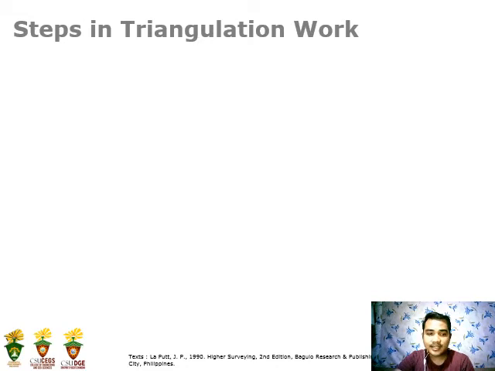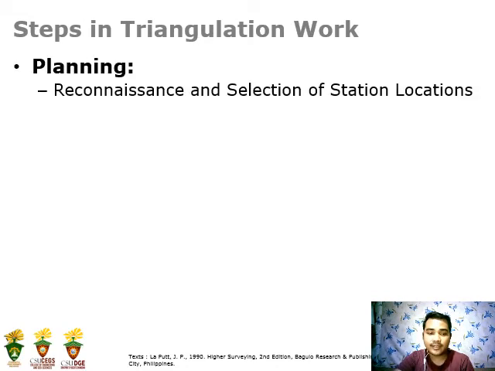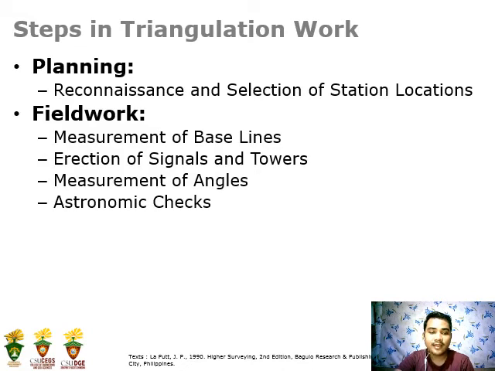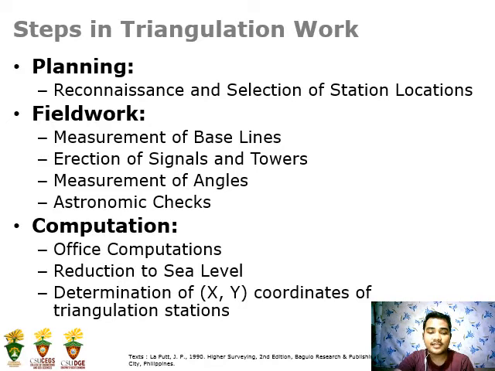So, the first thing in the steps of triangulation work is the planning. The planning involves reconnaissance of the selected station locations, where to put the triangulation stations. In fieldwork, this includes measurement of baselines, measurement of check base, erection of signals and towers, measurement of angles, and astronomic checks. And for computation, this involves office computations, reduction to sea level, and determination of the x and y coordinates of the triangulation stations.